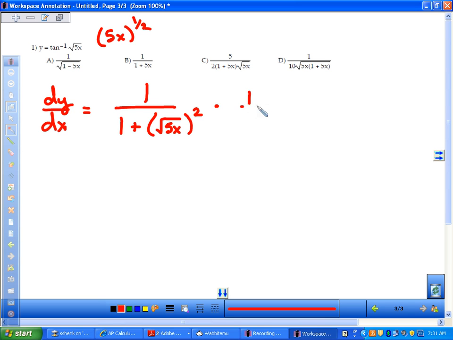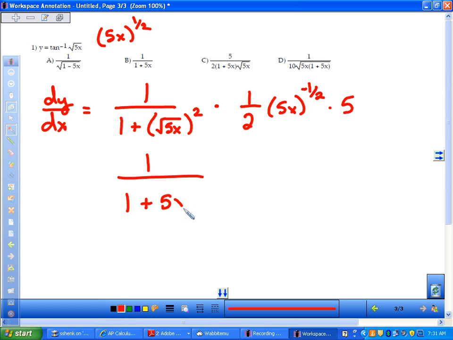1/2 times 5x to the negative 1/2 times 5. Okay, so we would get 1 over 1 plus... What are we going to get right here? What happens when you square a square root? It's just 5x. 1 plus 5x times, as we multiply this one out, we're going to get 5 over 2. 5x to the negative 1/2 is a root 5x in the denominator.